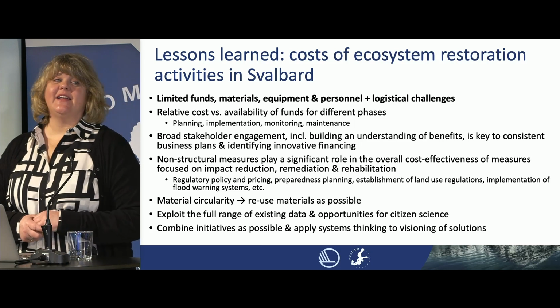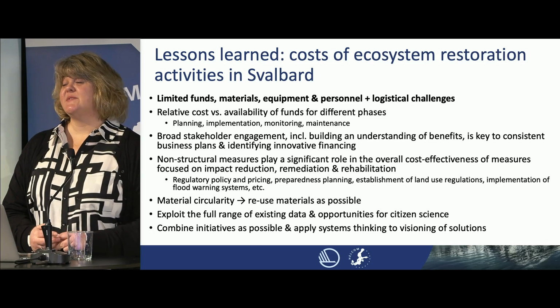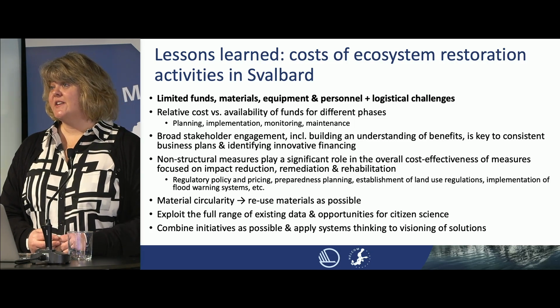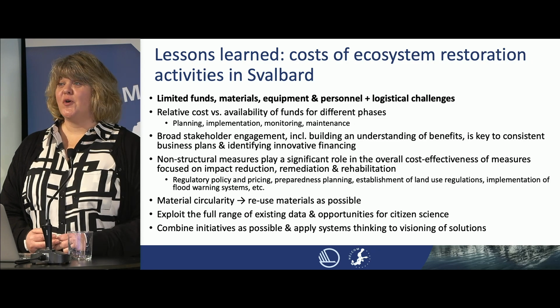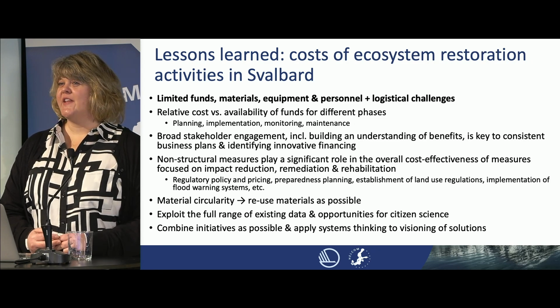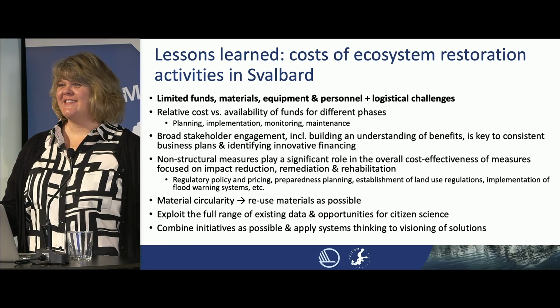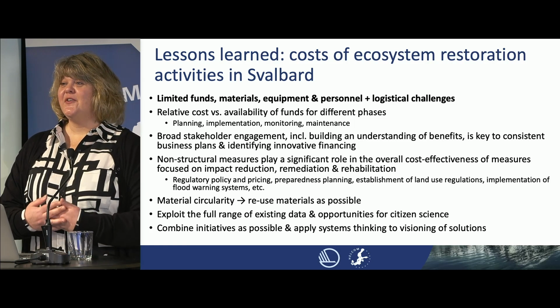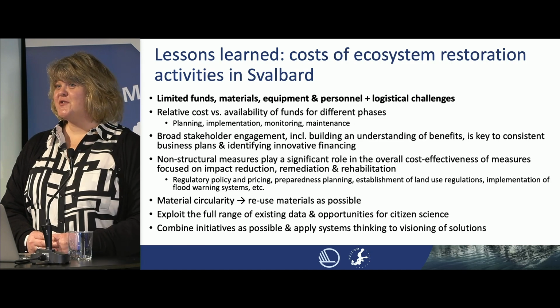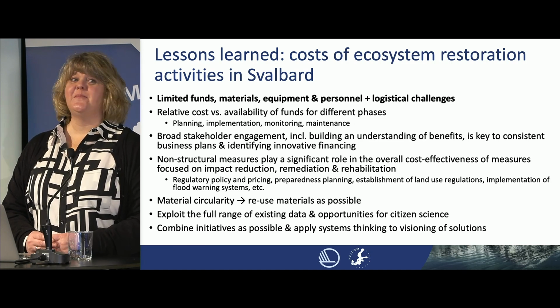And finally, combining initiatives where possible and using systems thinking. Nothing happens in isolation, and we see this as especially important. We can take two very disparate things, for example, what we're doing in Svalbard: looking at coastal restoration, coastal erosion, and wastewater, you'd think they have nothing in common. But together, they make a really important picture and help us to restore the system.